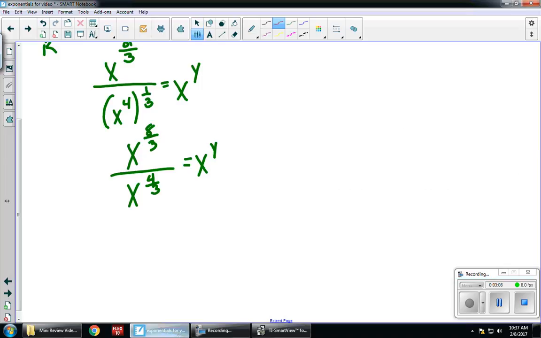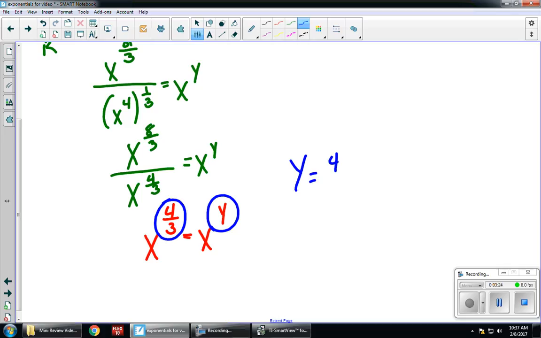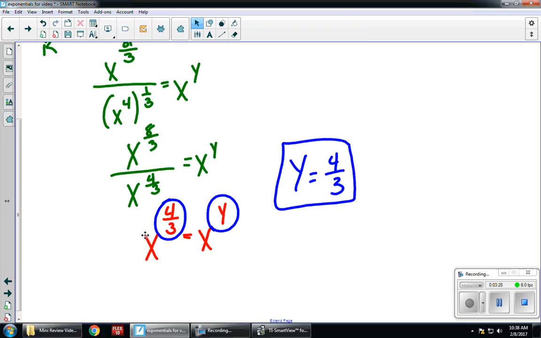So that means I have x to the 4/3 is equal to x to the y. If you notice, I have a common base. On both sides of the equation, I have x to a power. Once I have a common base, all I care about are my exponents. So that means that y is equal to 4/3. Let's take a look at another one.